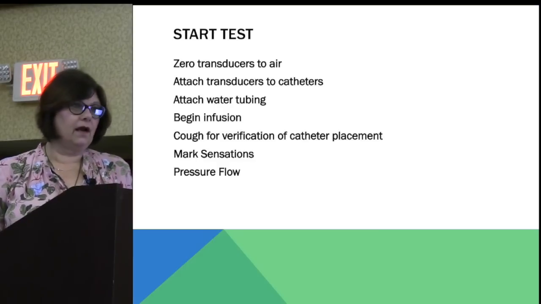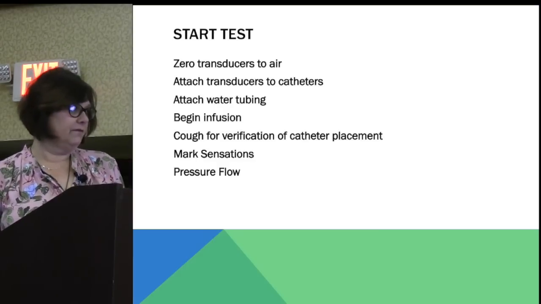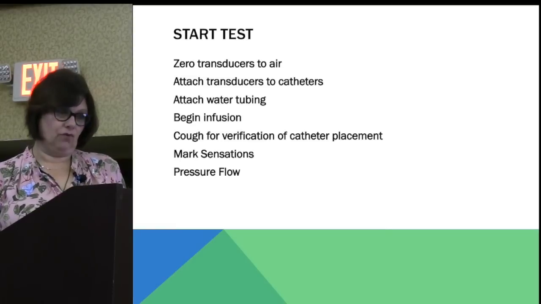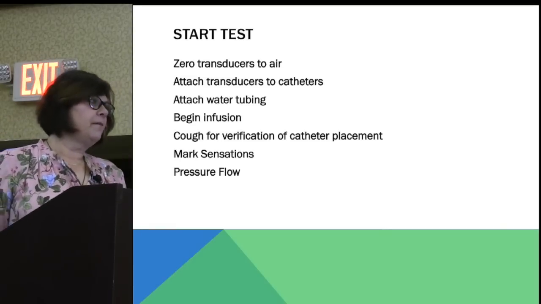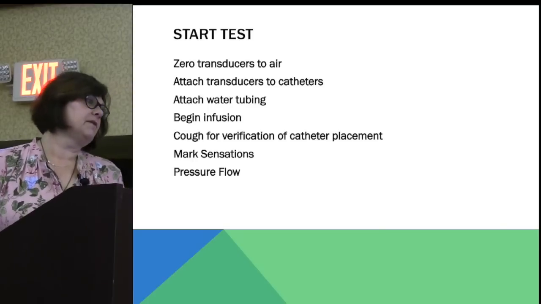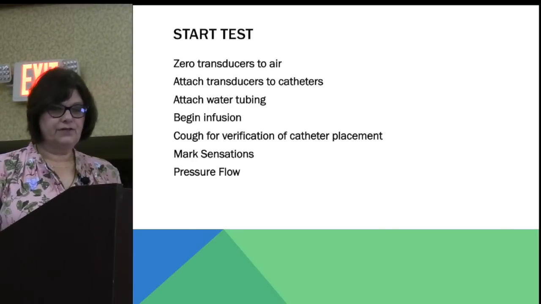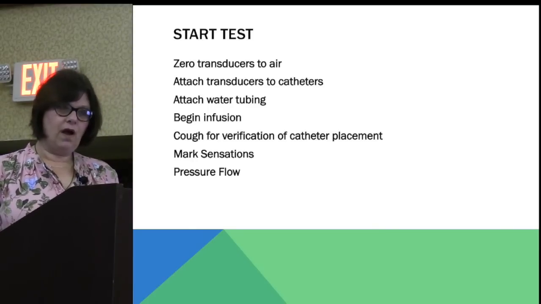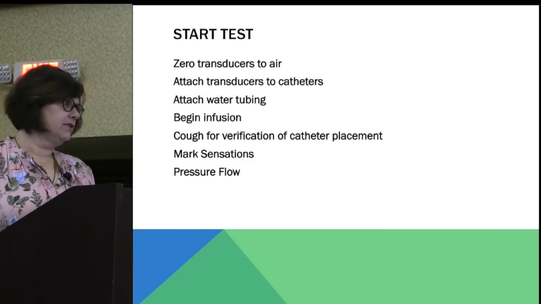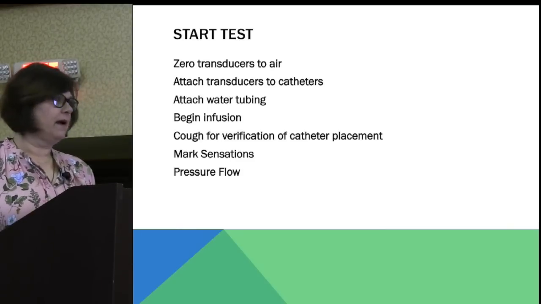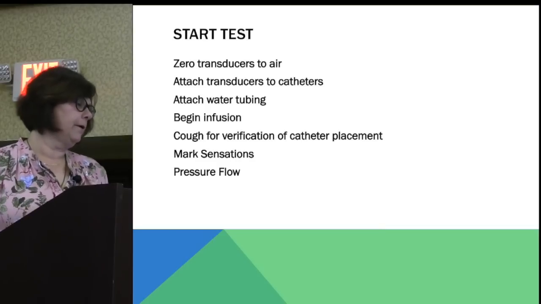Depending on what's going on with the patient, 50 mLs per minute is the norm, but you may want to go slower. After I have about 25 or 50 mLs in the bladder, I have the patient cough to make sure that the catheters are reading well and are placed right. If they cough and the catheters are doing what they're supposed to be doing, you're going to see these nice spikes on your flow pattern.